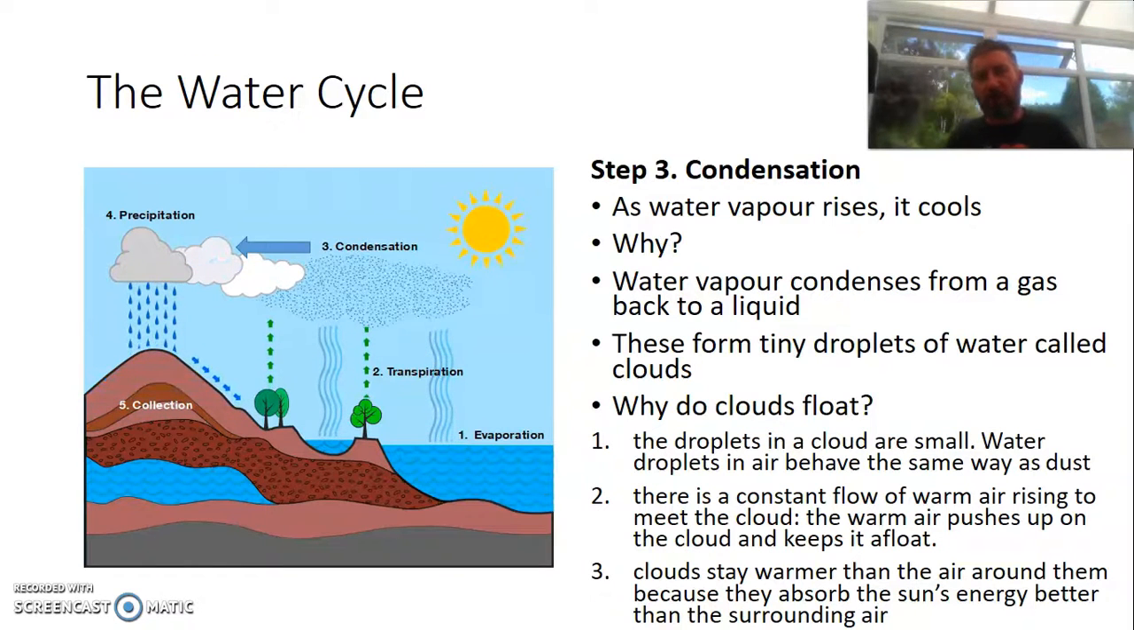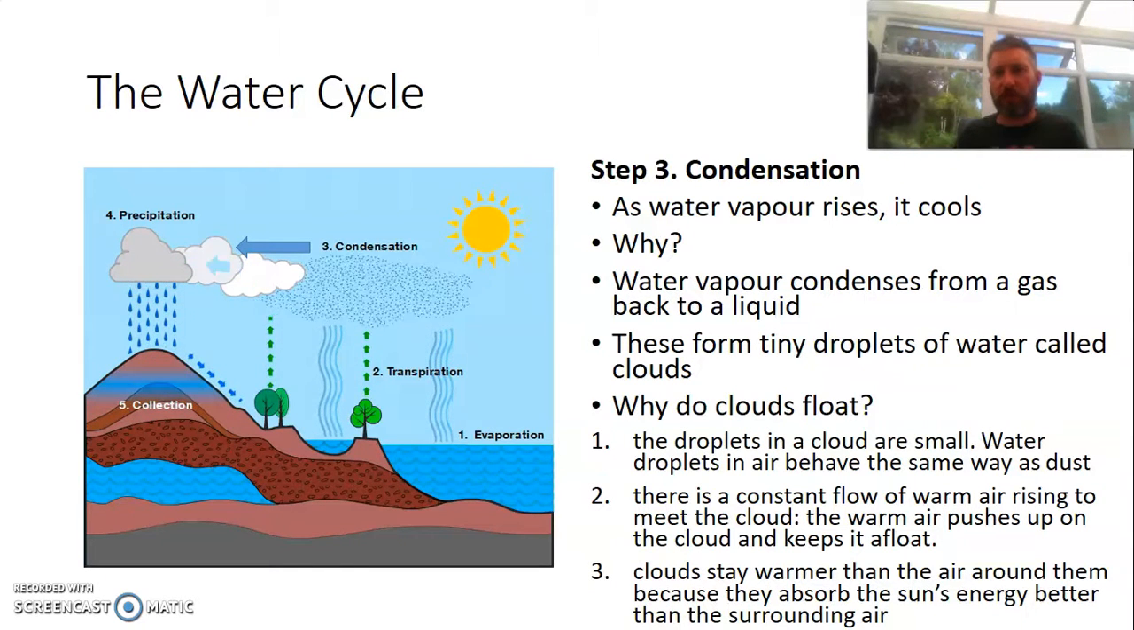We're talking dust mite size, so tiny little dust particles. And because they're so light, they are able to remain buoyant. There's a constant flow of warm air upwards, so that keeps them buoyant.